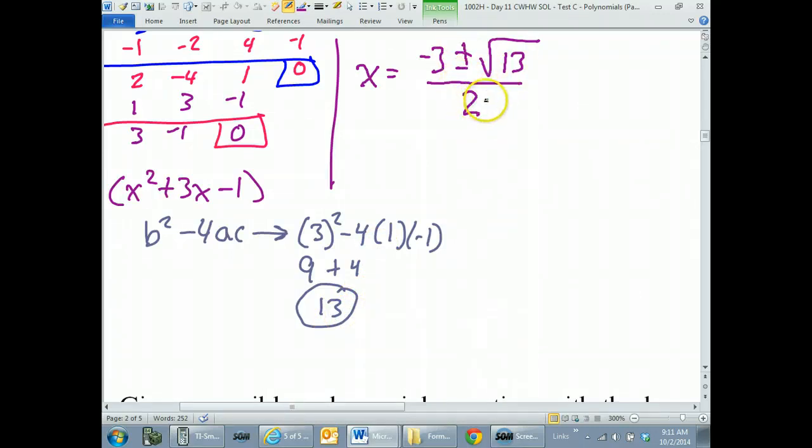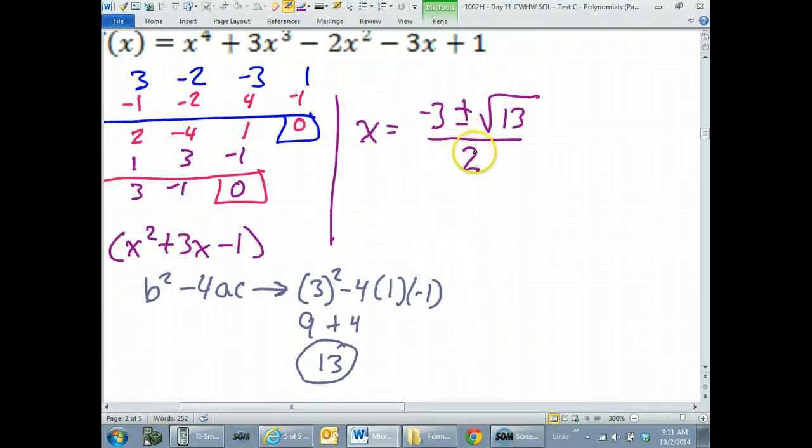This can't be simplified any further. 13 is a prime number, so it's not going to simplify. Please understand that this represents two separate zeros. Okay? It represents negative 3 plus radical 13 over 2 and negative 3 minus radical 13 over 2.